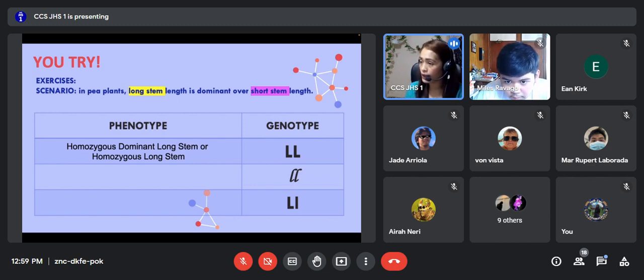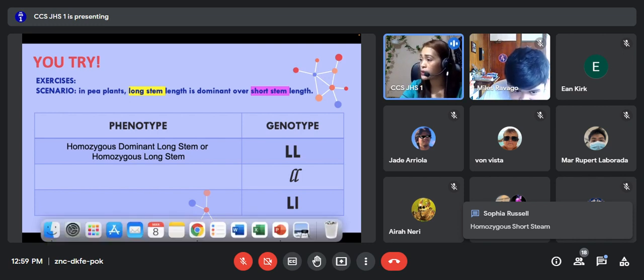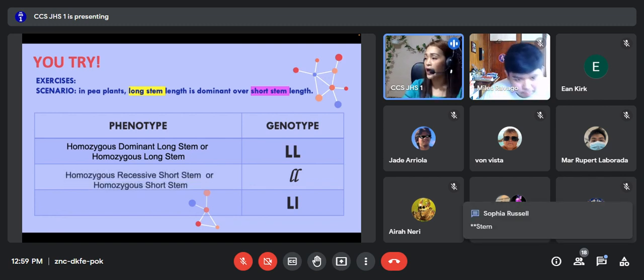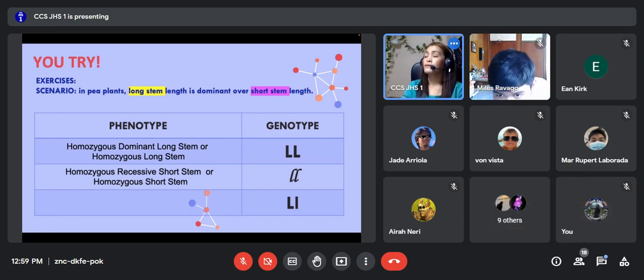This is small letter l, small letter l. Who wants to try? If you want, you can also write your answer on our comment section. Yes, Sophia, we have here homozygous short stem. Okay, correct. So you can write it as homozygous recessive short stem or homozygous short stem.